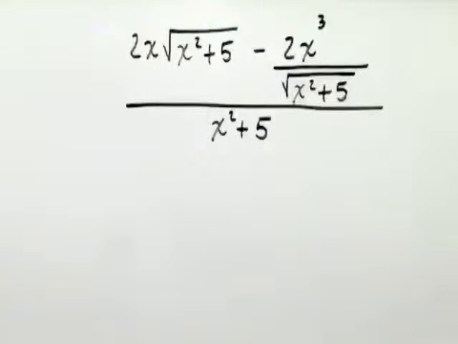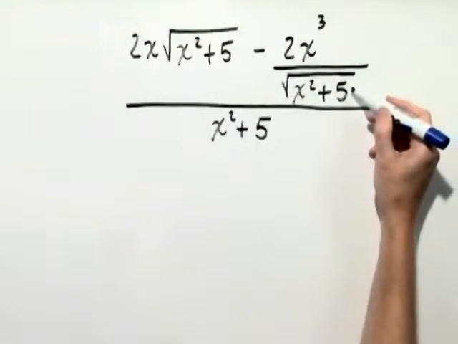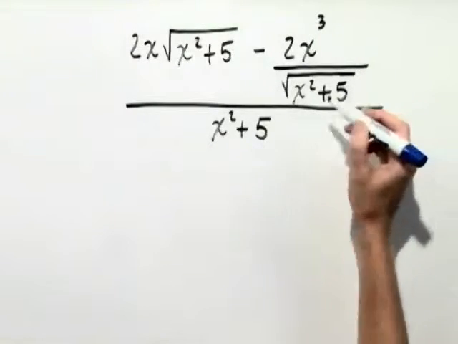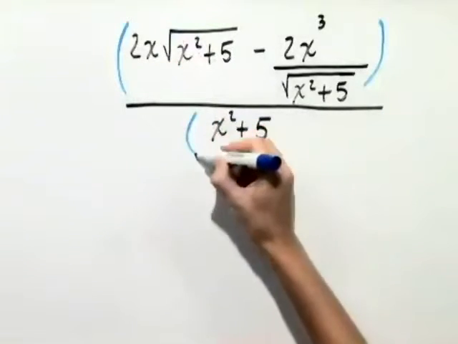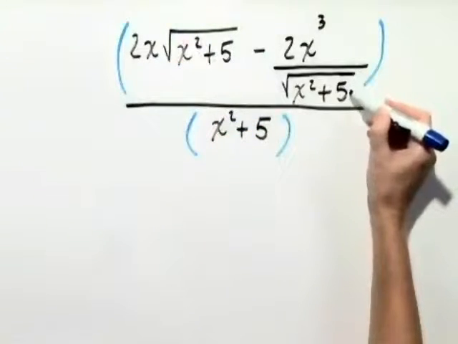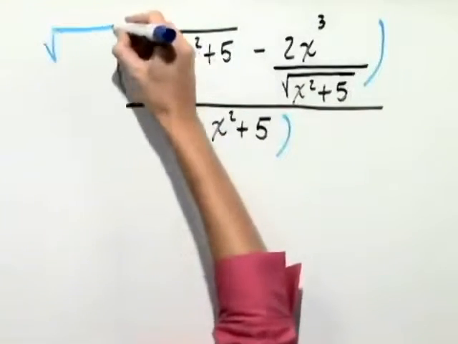For this problem, we'll simplify the given expression. We have a complex fraction, and notice in the denominator of this term we have the square root of x squared plus 5. So let's multiply both the numerator and the denominator by this denominator, the square root of x squared plus 5.